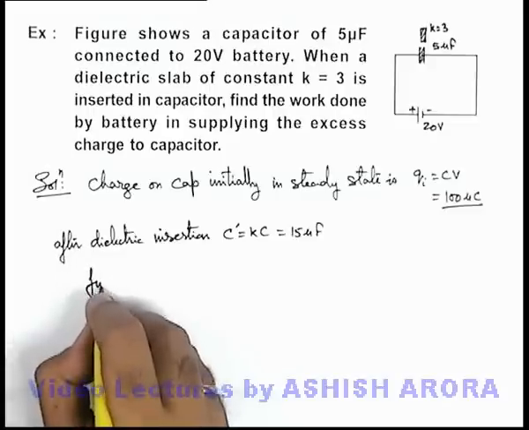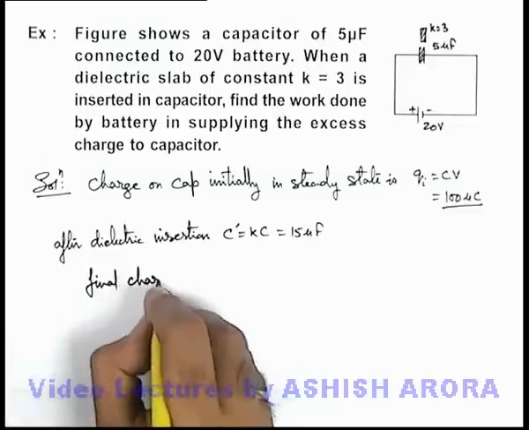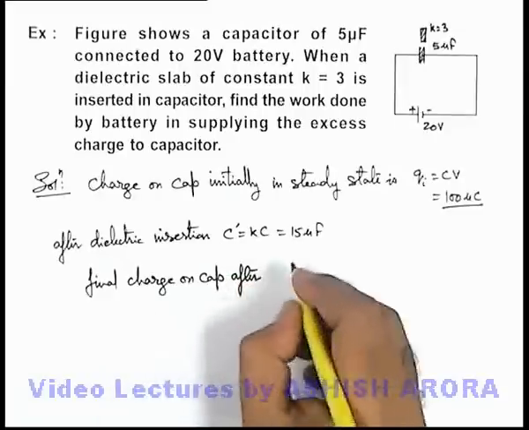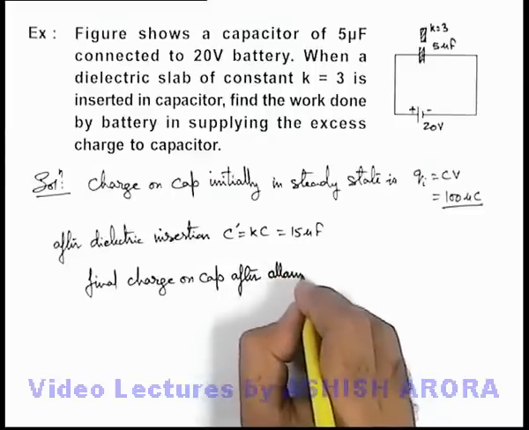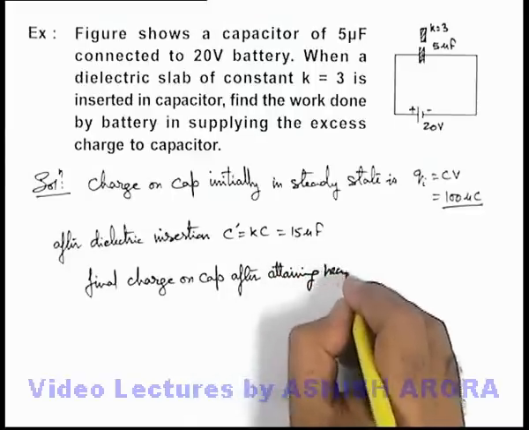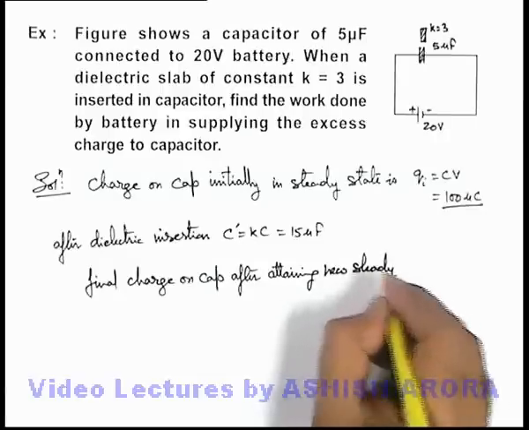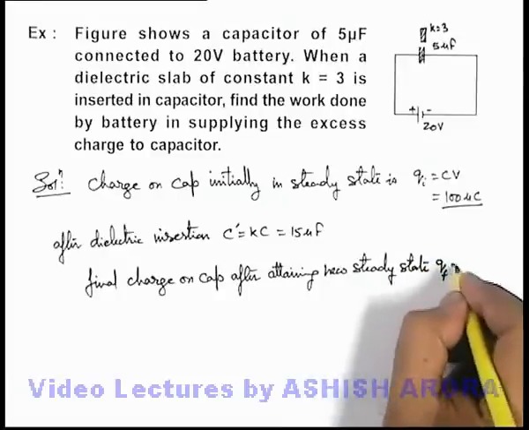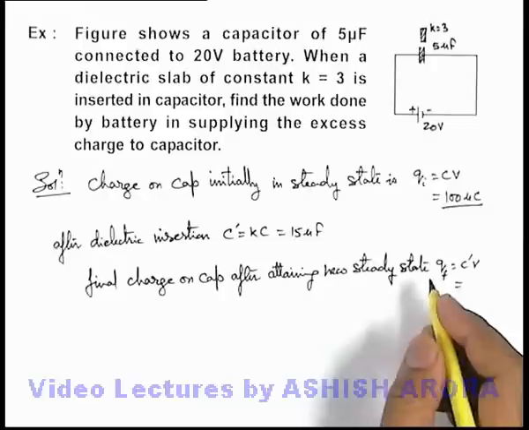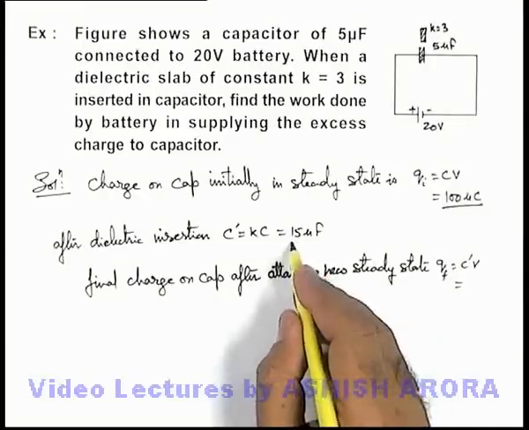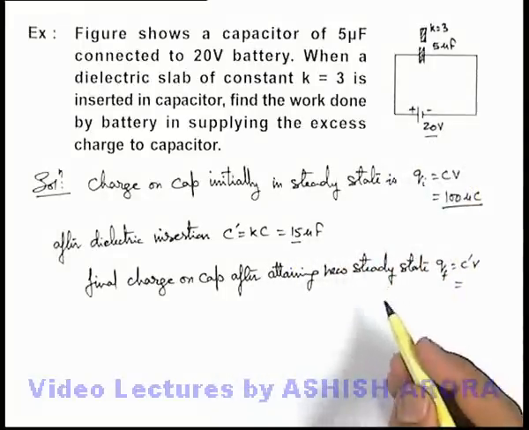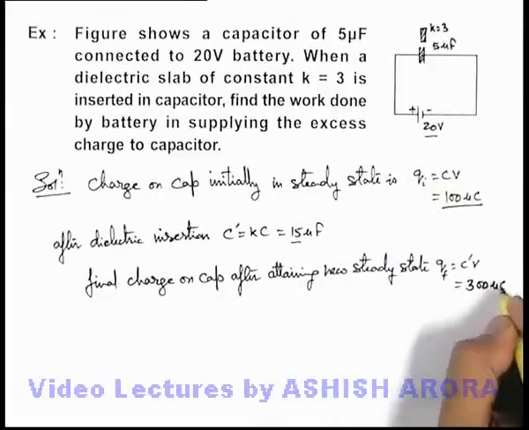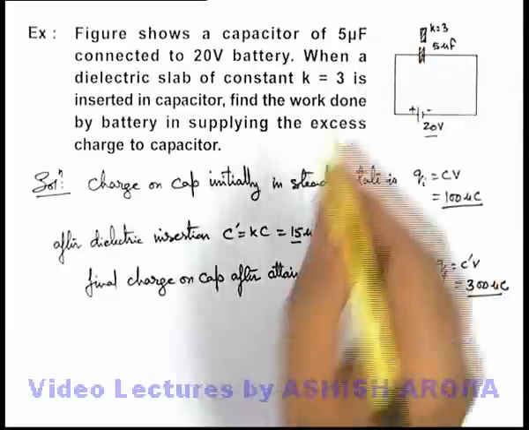And final charge, if we calculate on capacitor after attaining new steady state. New steady state implies after insertion of dielectric, again a steady state is achieved. The final charge we can write as C prime V, as here C prime is 15 microfarad and V remains same as 20. So it will be 15 into 20, that is 300 microcoulomb charge. That is the final charge on capacitor.